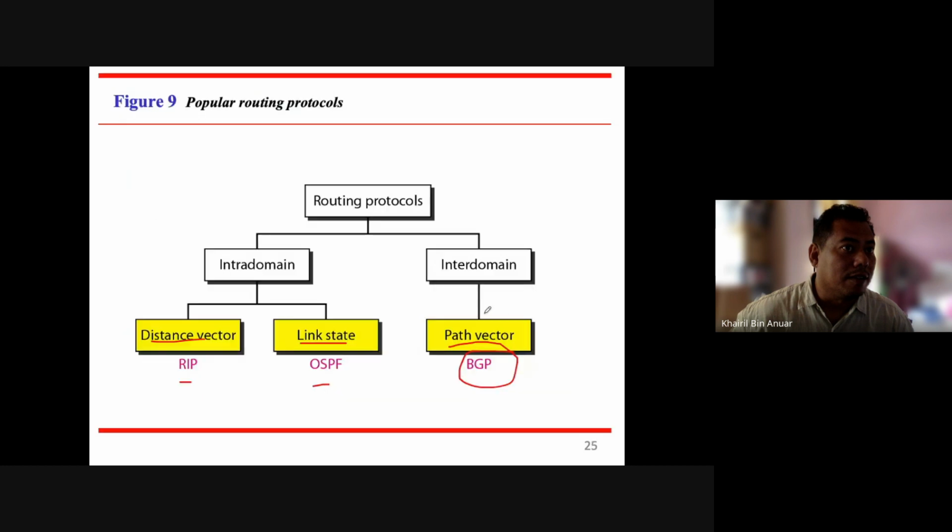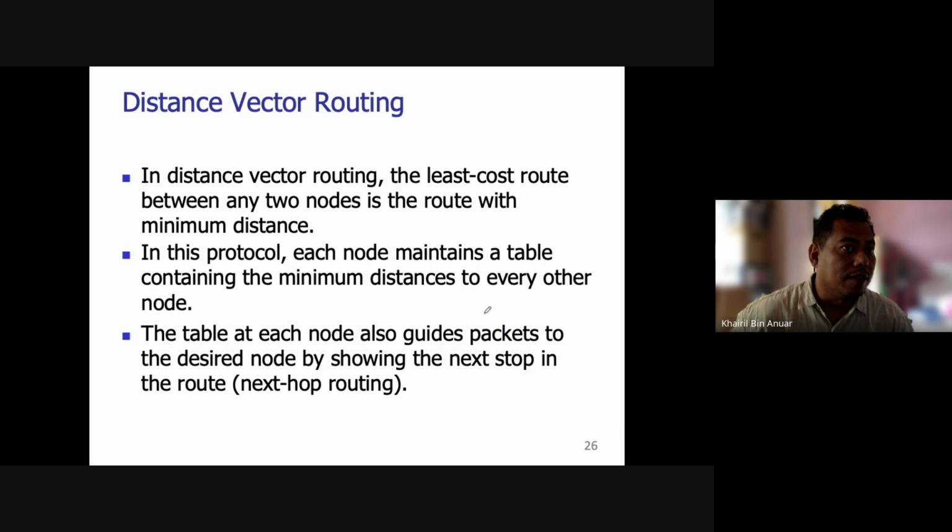So RIP uses distance vector, a distance vector routing. What is this distance vector routing? That will be the main question that perhaps you want to know. In distance vector routing, a least cost route between any two nodes is the route with the minimum distance. In this protocol, each node maintains a table containing the minimum distance to every other node. The table at each node also guides packets to the desired node by showing the next stop in the route.